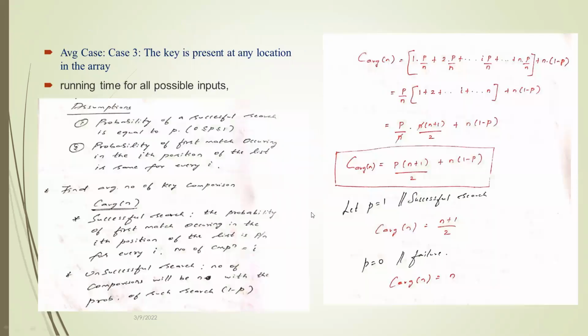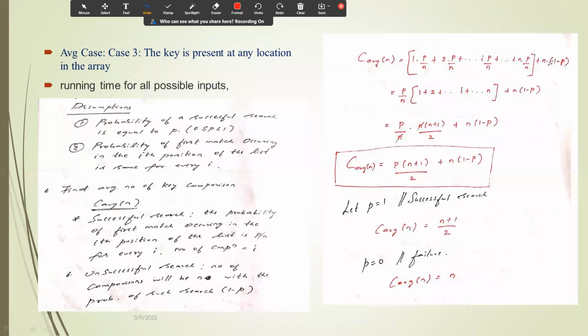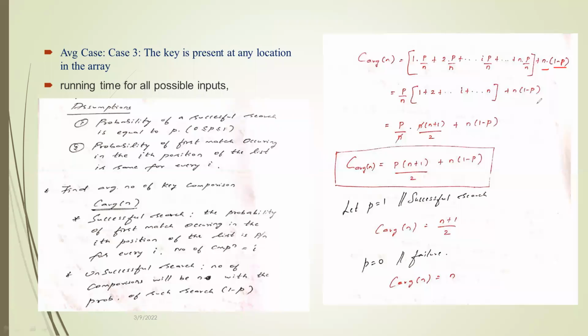Next one is average case efficiency. What is the average case efficiency? It is that the search key can be present at any location. For all possible inputs, you have to calculate. Here you have to find out the probability of success and probability of failure. So if you consider p as the probability of success, then 1 minus p is your probability of failure. If you consider 1 minus p as failure, the number of comparisons needed is n.